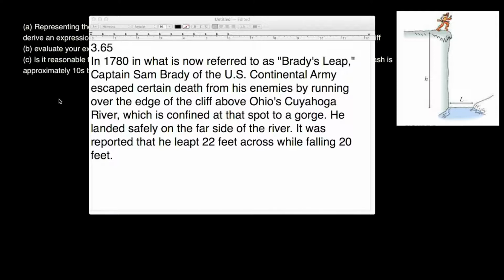Okay, so the questions that we were asked are representing the distance jumped as L, and the vertical drop as h, as shown in the figure P3.65 over here. Derive an expression for the minimum speed v he would need to make his leap if he ran straight off the cliff. Okay, so let's go ahead and write down the equation that relates position and acceleration for free fall.